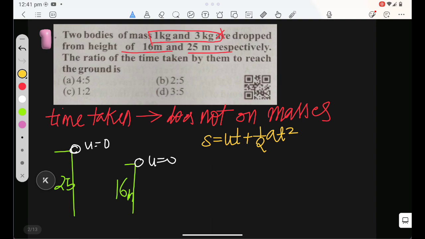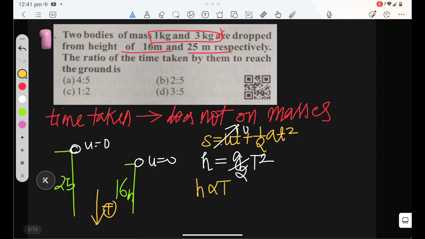You apply taking the downward direction positive, you will get s. What is s? S is the height. So height is, initial velocity is 0, so h is equal to, here acceleration is g, so g by 2 t square. T is the time taken, so I can say that h is directly proportional to the square of time taken. So this means that h by t square is going to be constant.